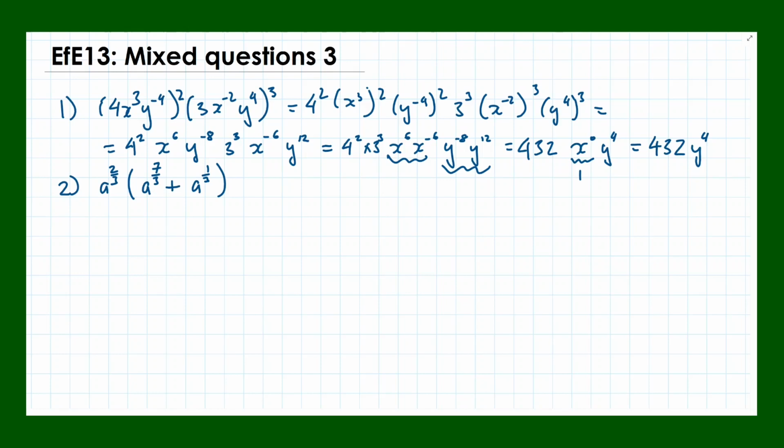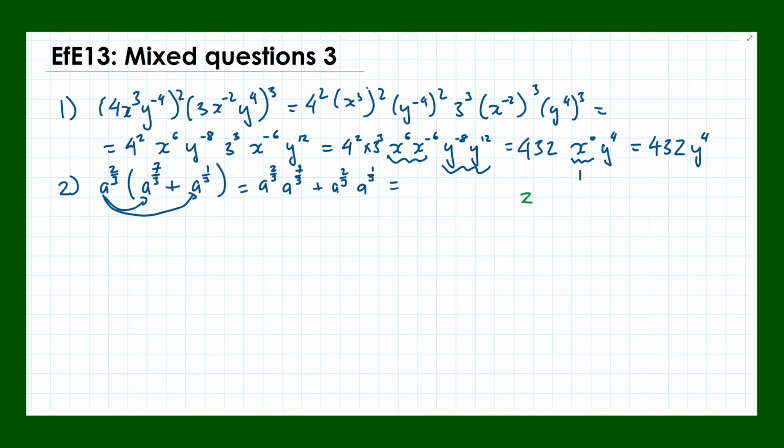So unfortunately, what I have to do is multiply out the bracket. So I'm going to have a to the 2/3 times a to the 7/3 plus a to the 2/3 times a to the 1/3. What's happening in here now? I have the same base powers multiplying together, so I can replace it with one base and add the powers together. I'm going to switch color and do some calculations with the fractions on the side.